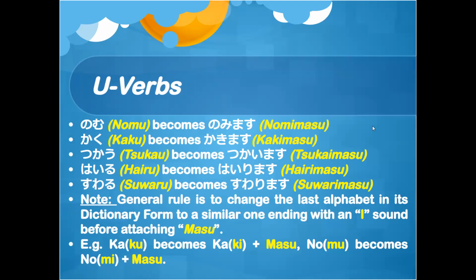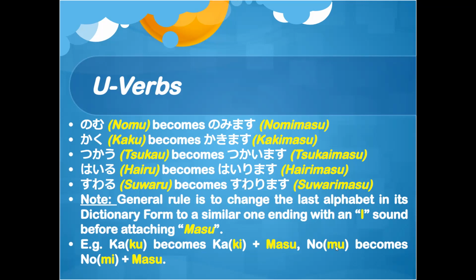The second rule is on the MASU form of the group 1 or the U-verbs. You have here samples like nomu, kaku, tsukau, hairu, and suwaru. So the general rule that you need to remember in writing the MASU form of the U-verbs is that you need to change the last letter in its dictionary form to a similar one ending with an E sound before attaching masu. So let us say, for example, the word kaku, which means to write, that will become kaki. So ku turned into the E column, which becomes kaki, and add masu. So kaku, dictionary form, make it polite, becomes kakimasu.